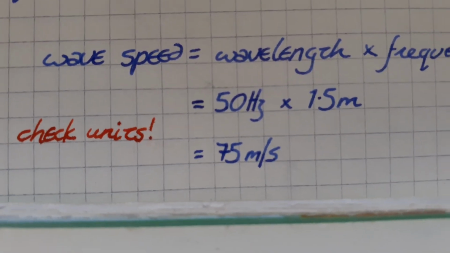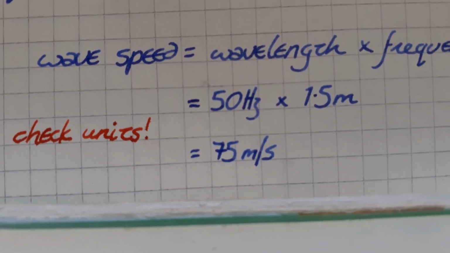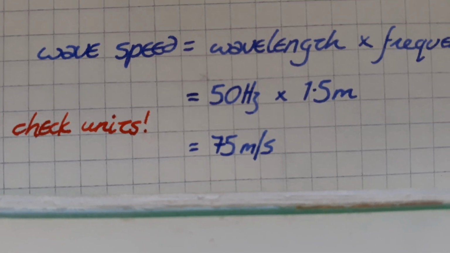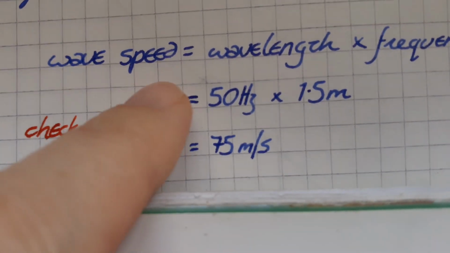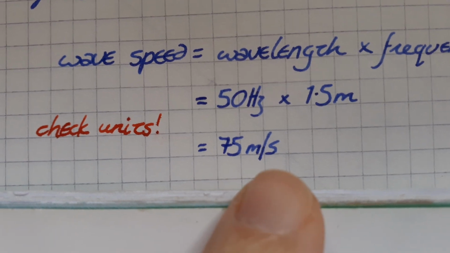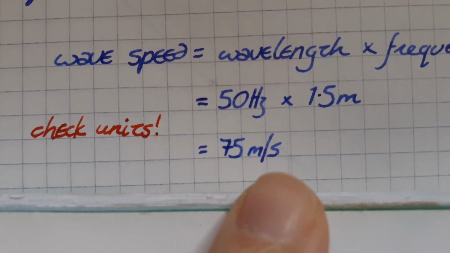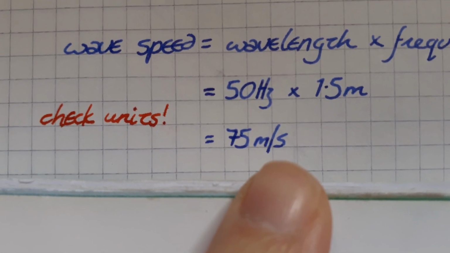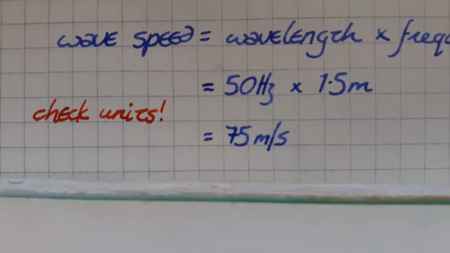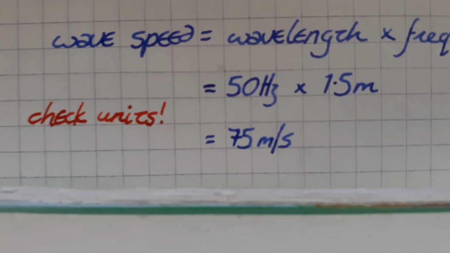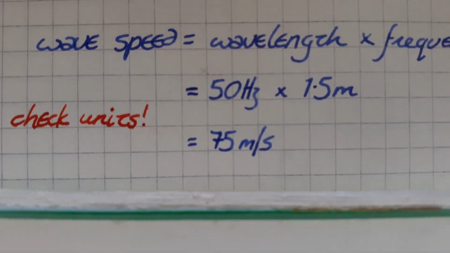So anyway, you do the sum, 50 times 1.5, and you get 75 meters per second. So our wave speed is equal to 75 meters a second. And that's the answer to the very next question. So you can pop my answer in and then have a go at the next few questions. See you soon.